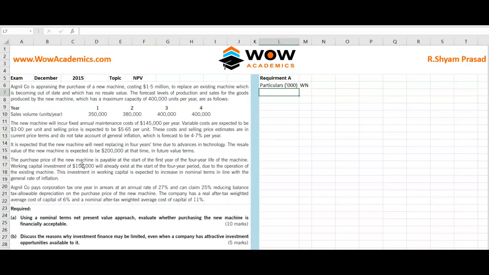The purchase price of the new machine is payable at the start of the first year of the 4-year life of the machine. Working capital investment of 1,50,000 will already exist at the start of the 4-year period. So working capital is already existing. We don't need to invest. Due to the operation of the existing machine, the investment in working capital is expected to increase in nominal terms in line with the general rate of inflation. So the general rate of inflation is again 4.7%. So working capital is going to increase at 4.7%. So that alone we have to keep investing.